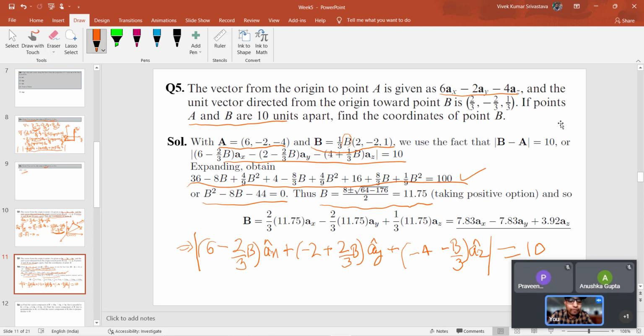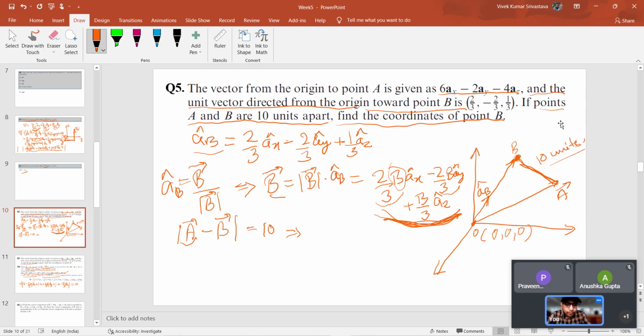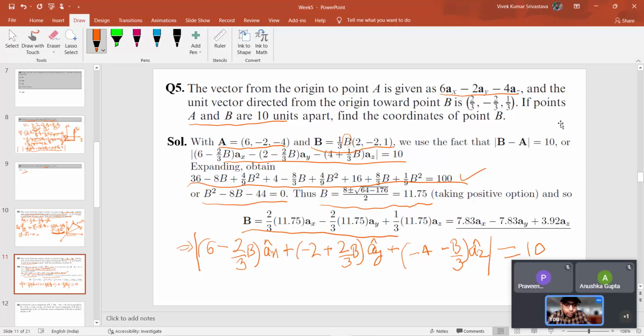which is equal to 11.75 here, and you then put the value of B in this vector which I have previously derived, so as to find the actual value of vector B here. Okay, so once you simplify this, you will get this vector. The coordinates of point B are 7.83 comma minus 7.83 comma 3.92.